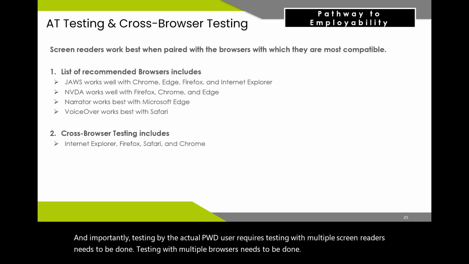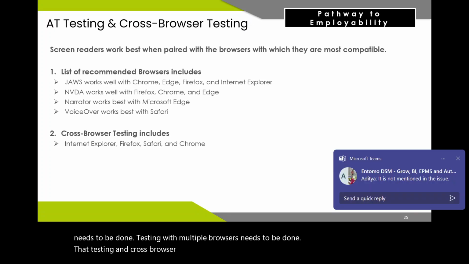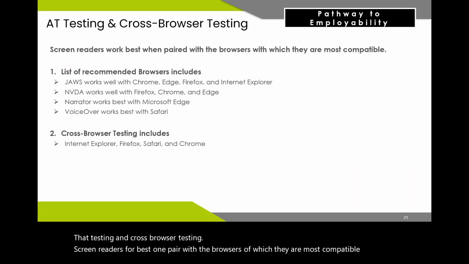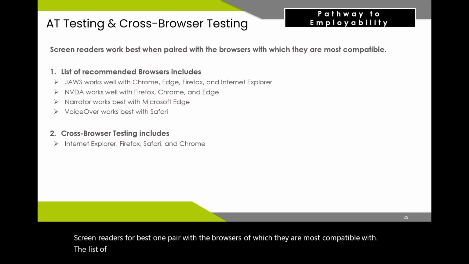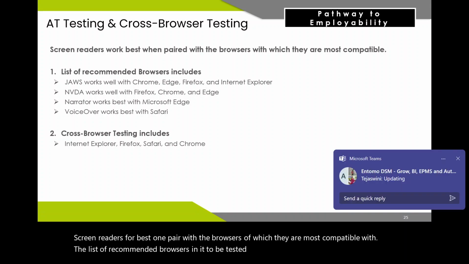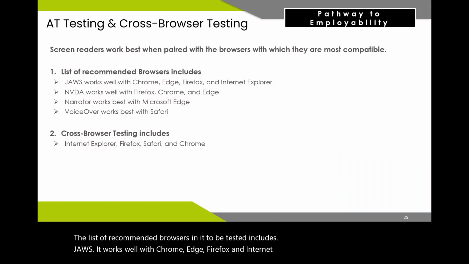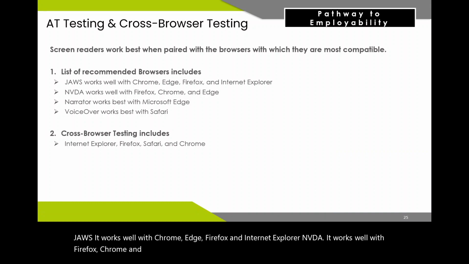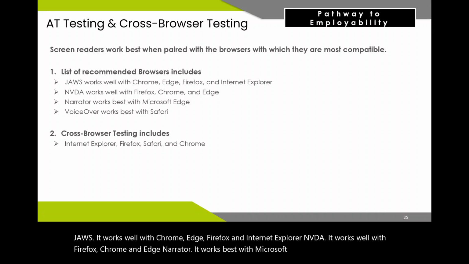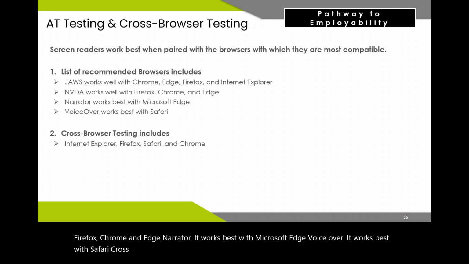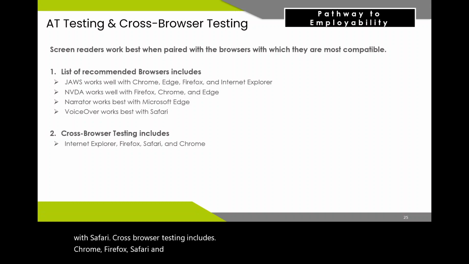AT testing and cross-browser testing. Screen readers work best when paired with the browsers with which they are most compatible. The list of recommended browsers to be tested includes: JAWS, which works well with Chrome, Edge, Firefox, and Internet Explorer. NVDA works well with Firefox, Chrome, and Edge. Narrator works best with Microsoft Edge. VoiceOver works best with Safari. Cross-browser testing includes Chrome, Firefox, Safari, and Edge, which was earlier Internet Explorer.